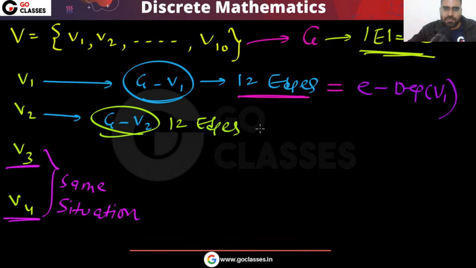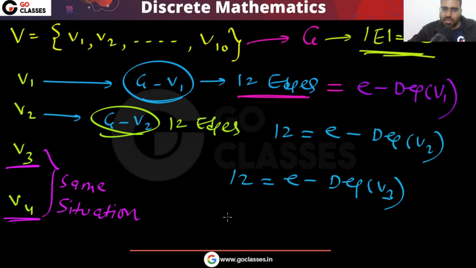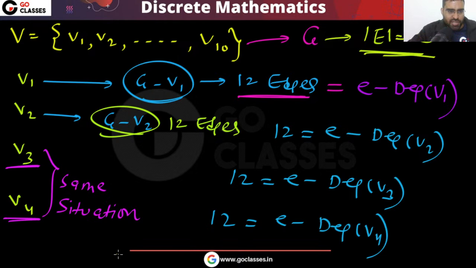Similarly, this 12 is equal to E minus degree of V2. Similarly, this 12 is equal to E minus degree of V3. Similarly, this 12 is equal to E minus degree of V4. What about the remaining vertices? Did you understand this? Then I will go forward. Very simple.